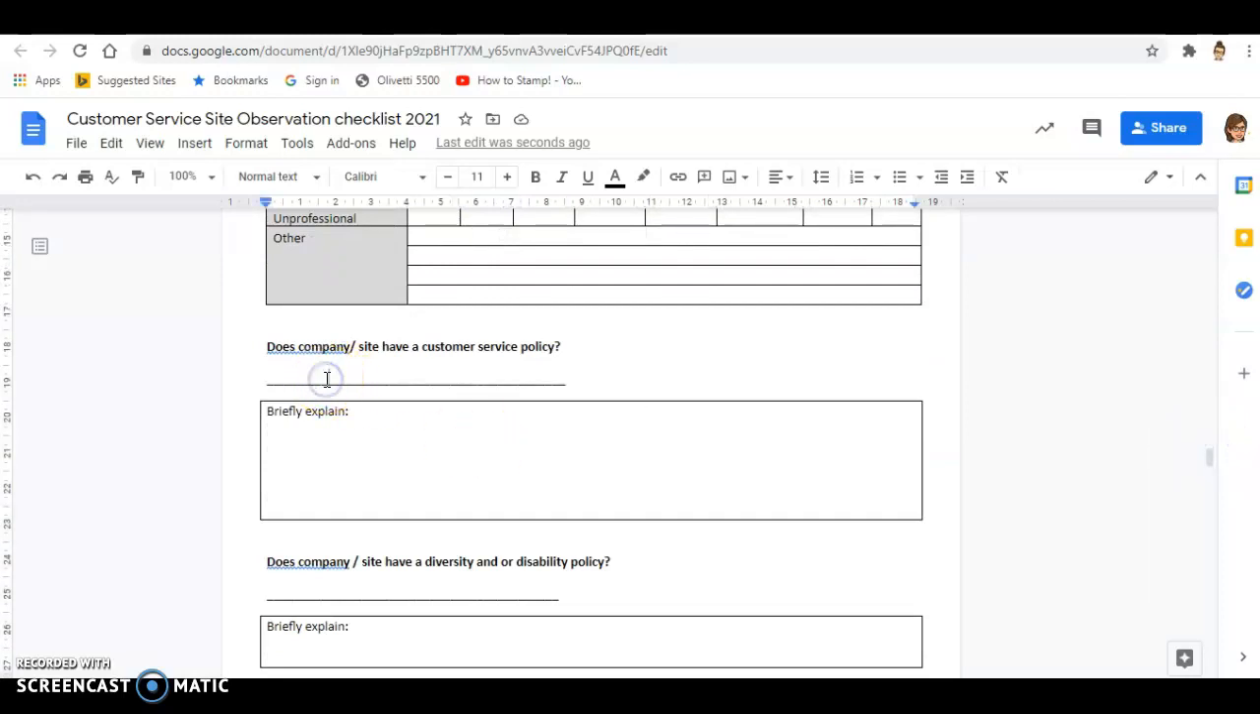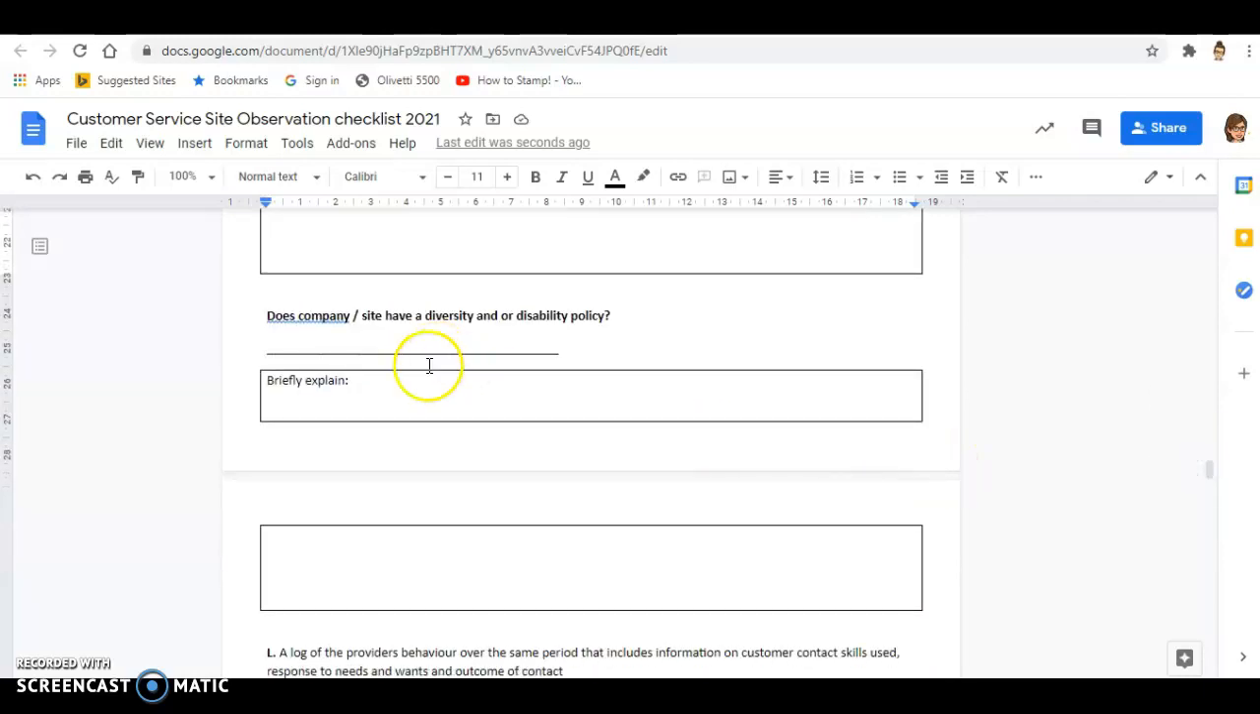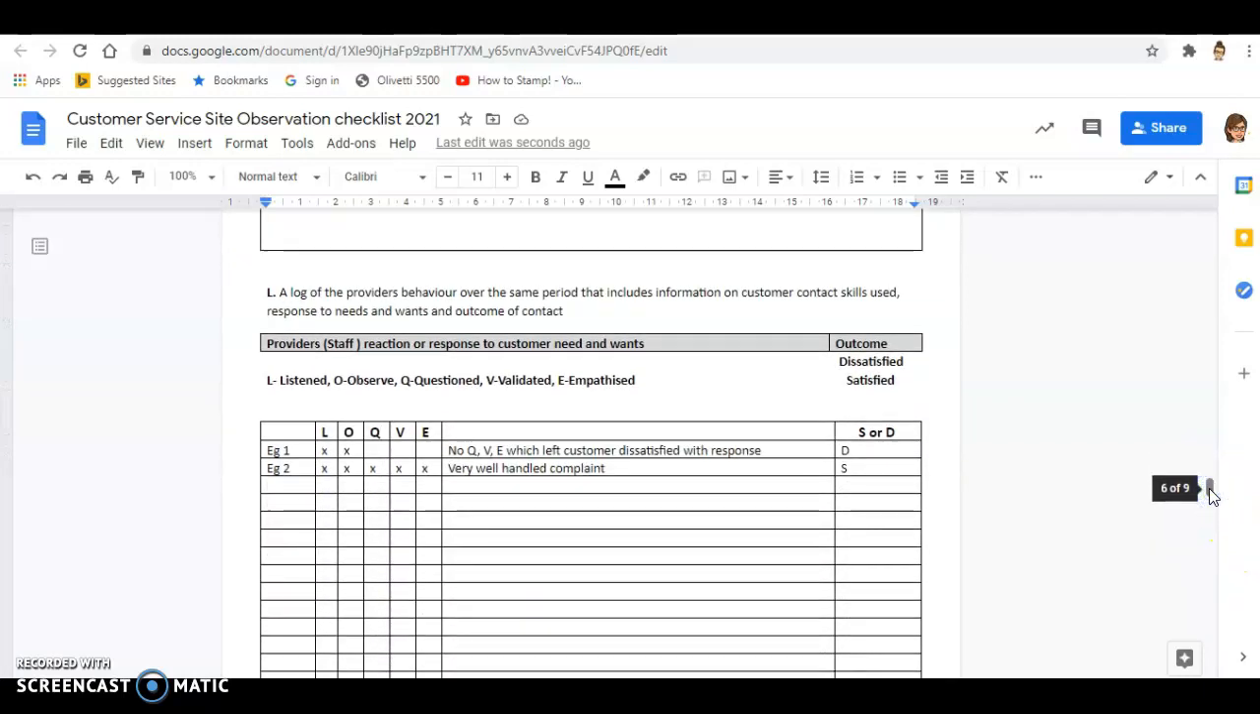So after you've done your observation or before, you can find out if the company has a customer service policy and just do a brief explanation. No, they don't. Yes, they do. Yes, they do have a diversity or disability policy. So just a little area for you to explain if they do or don't.